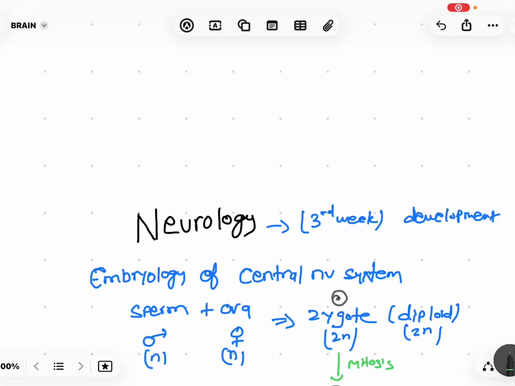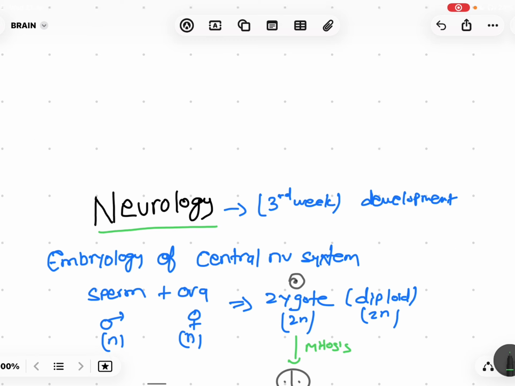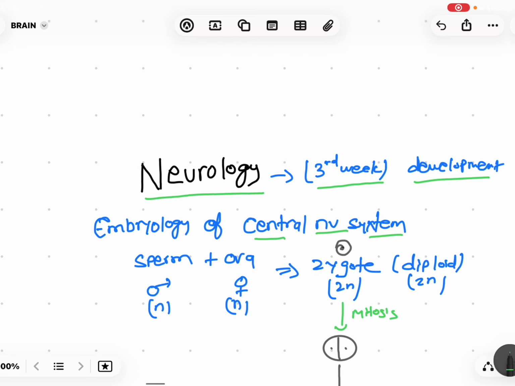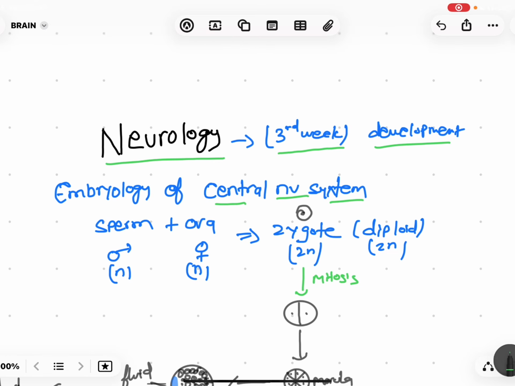Hello. Today's topic is neurology. Neurology basically develops in the third week of development, after the zygote. If we look at the embryology of the central nervous system, the basic thing is that sperm and egg fertilize and form a zygote.